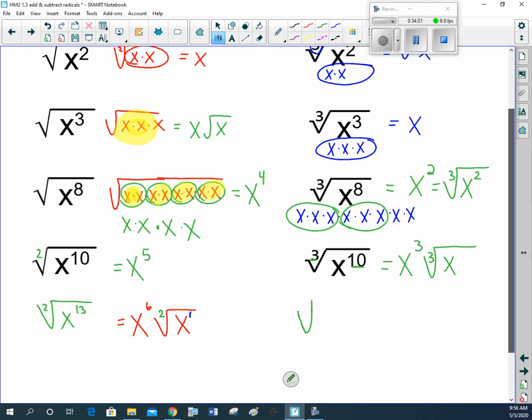So let's try another one. Let's do cubed root of x to the 17. Okay, well, 3 divides into 17 5 times, because 3 times 5 is 15, and that would give you 2 left over. And that would go right there. Okay, so that's how you reduce radicals.